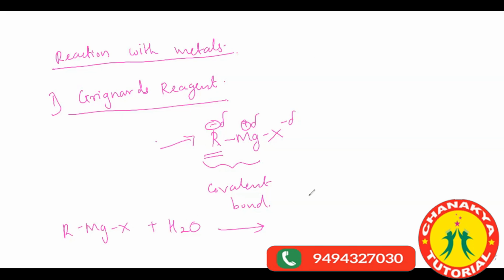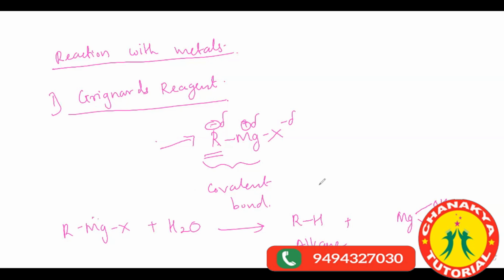R will take H from here, so it becomes an alkane. And here, your MgX will be as it is and it will attach with OH as well, because this OH comes out from here. H will go with the R, right? And OH goes with Mg because Mg is electropositive. So the electronegative group will go with Mg. Okay, so this is your side product. So you will get an alkane as a product.